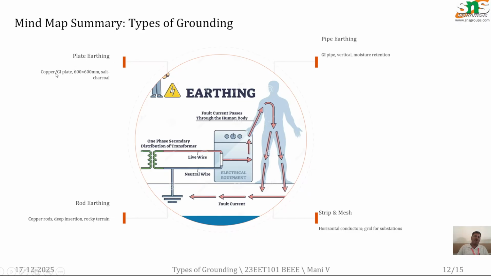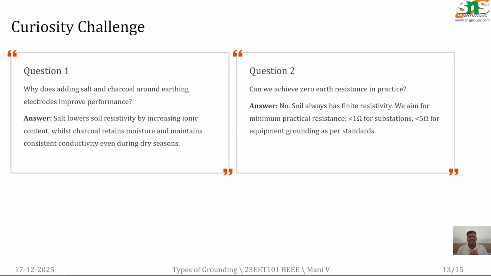In the types of grounding, we discussed the plate earthing system. You can use copper or GI plate, with a dimension of 600 by 600, and use salt and charcoal around the plate earthing. For pipe earthing, we can also use copper or GI pipe, which should be vertical, and moisture protection should be ensured. For strip and mesh, a horizontal conductor grid is used for substations. For rod earthing, copper rods can be used with very deep insertion, and it is preferable for rocky terrain. This is a summary of types of grounding.